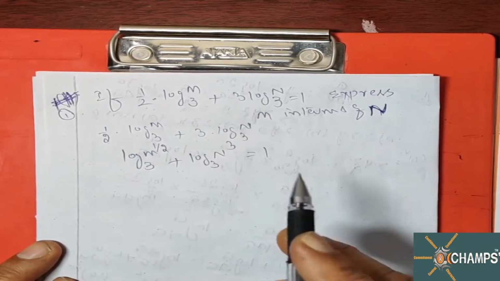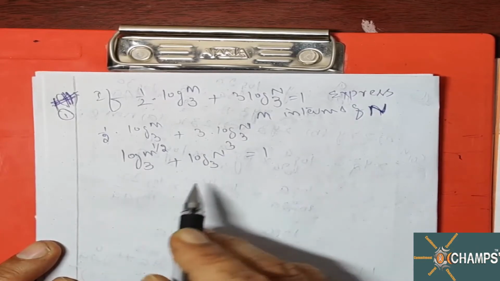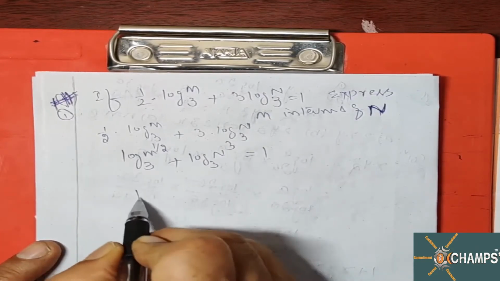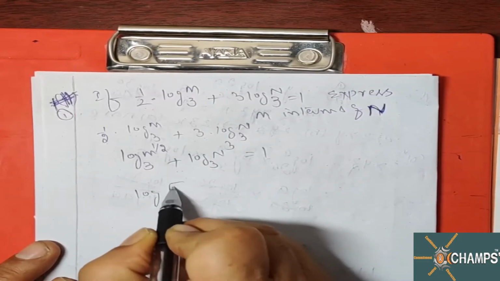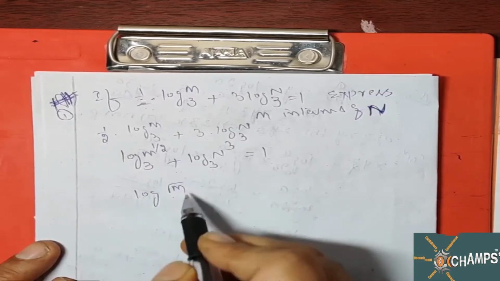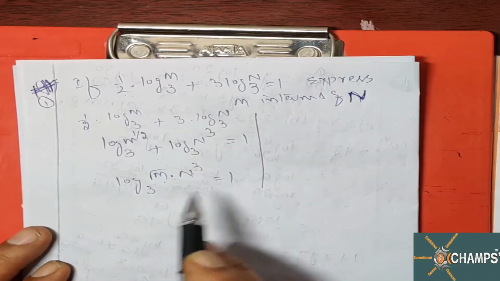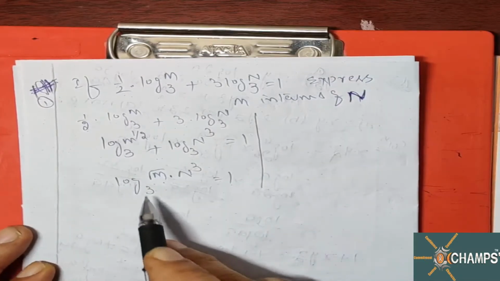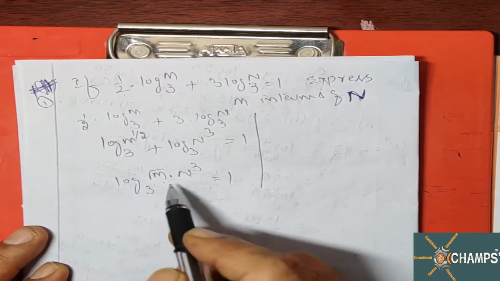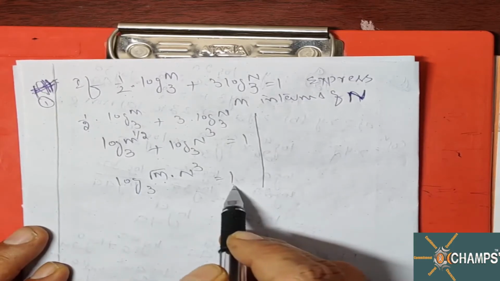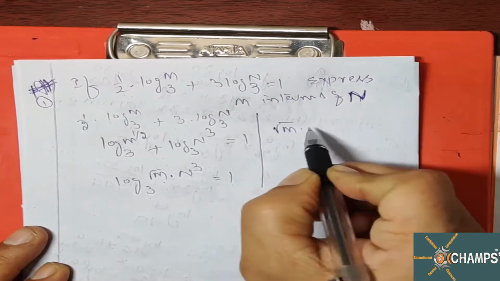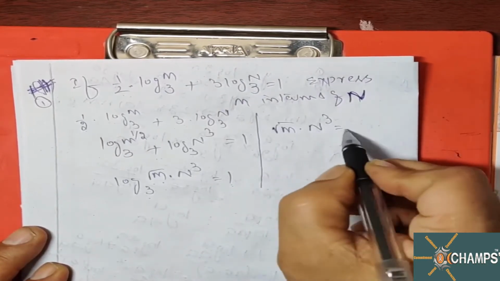Here also b log a. Log a plus log b can be written as log ab. So m to the power of half into n cube, log to the base 3, is equal to 1. The right side is a constant, so we can remove this log. When log is eliminated, the base will become the base to the power of this number. Square root of m into n cube is equal to 1.